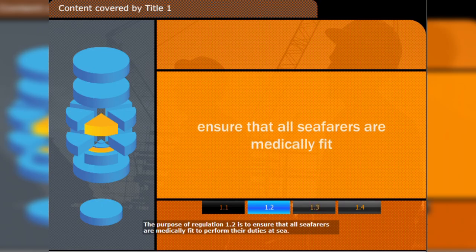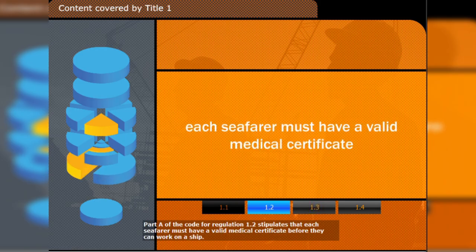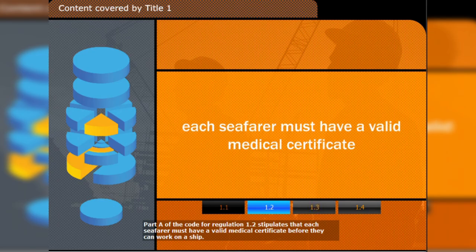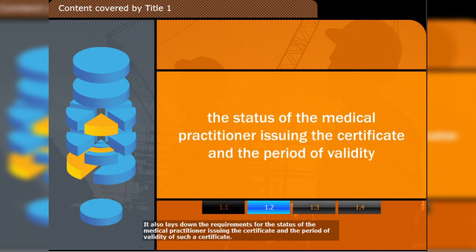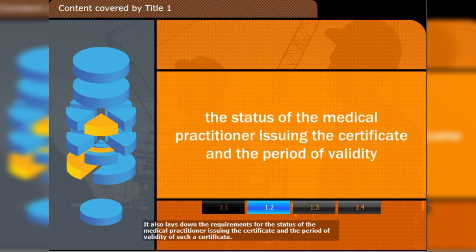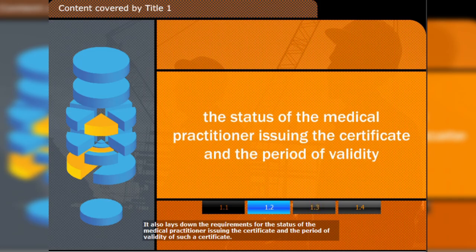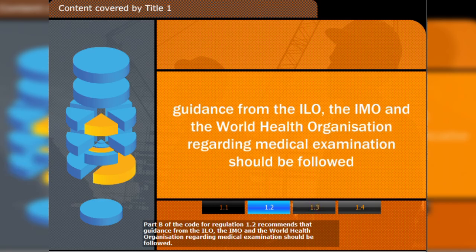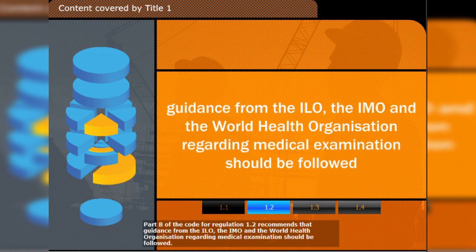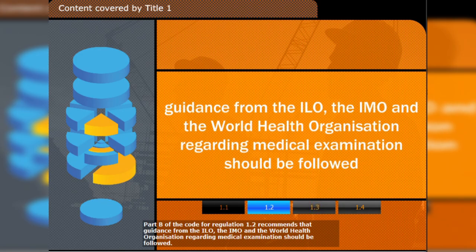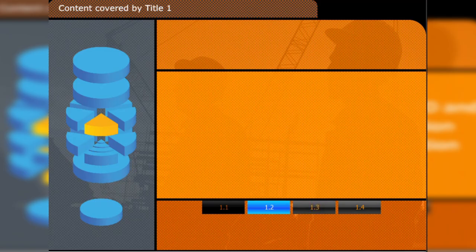The purpose of Regulation 1.2 is to ensure that all seafarers are medically fit to perform their duties at sea. Part A of the Code for Regulation 1.2 stipulates that each seafarer must have a valid medical certificate before they can work on a ship. It also lays down the requirements for the status of the medical practitioner issuing the certificate and the period of validity of such a certificate. Part B of the Code for Regulation 1.2 recommends that guidance from the ILO, the IMO, and the World Health Organization regarding medical examination should be followed.